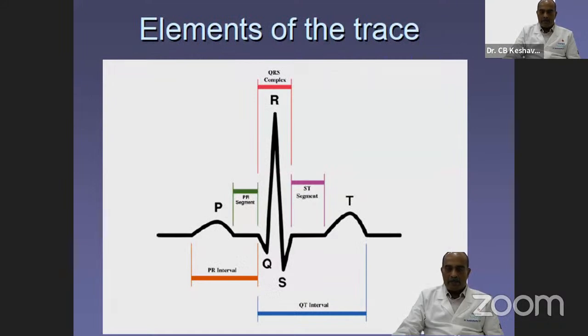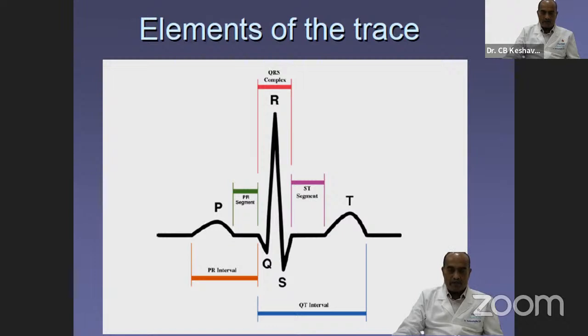So what are the elements and what are the things we are talking of? What are the waves and how are they named? That we have to know in a basic ECG. So the first positive deflection after the isoelectric line is the P wave. The interval from the onset of P to the first negative deflection, which is the Q wave, is called the PR interval.